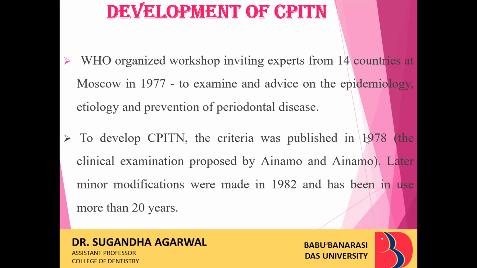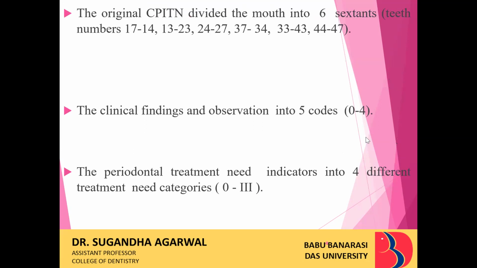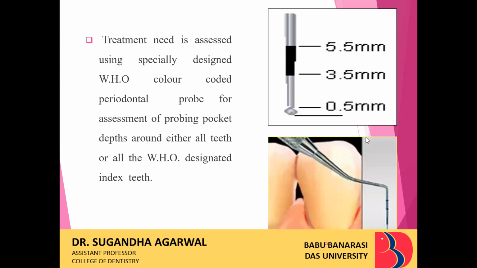Later, minor modifications were made in 1982 and it has been used for more than 20 years. The original CPITN divided the mouth into 6 sextants, that is, teeth numbers 17 to 14, 13 to 23, 24 to 27, 37 to 34, 33 to 43, 44 to 47. The clinical findings and observations are put into 5 codes, 0 to 4. The periodontal treatment need indicators fall into 4 different treatment need categories, that is 0 to 3.